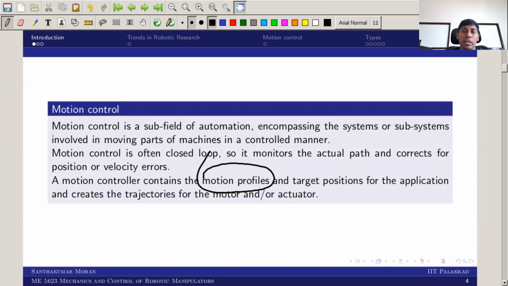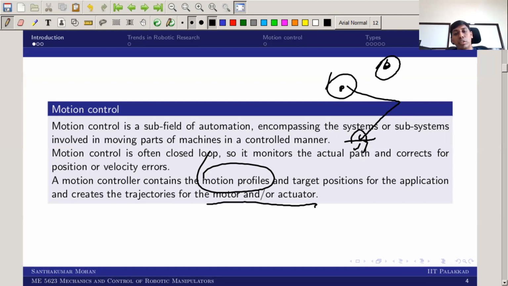For example, you have a manipulator, the end effector point is here, and it is supposed to go there. For example, this is a two-link serial manipulator, and it is supposed to go from this point to this point. Then you need to say this is the target and this is the given point, and how to go there. So you are trying to control the motor or actuator in order to follow the point-to-point motion.